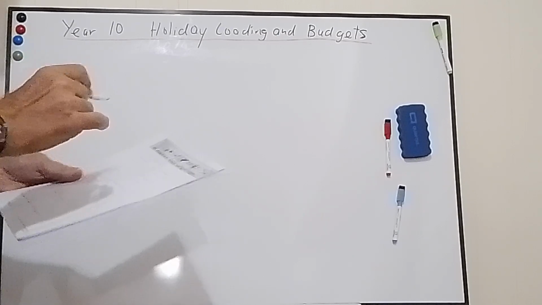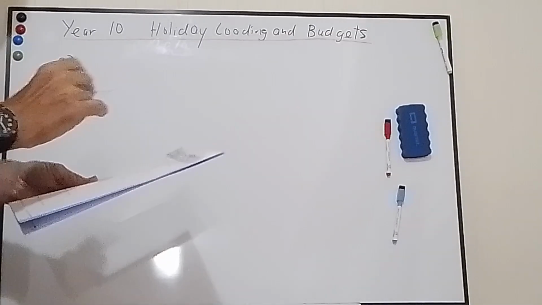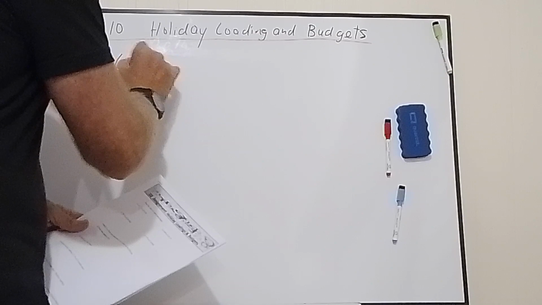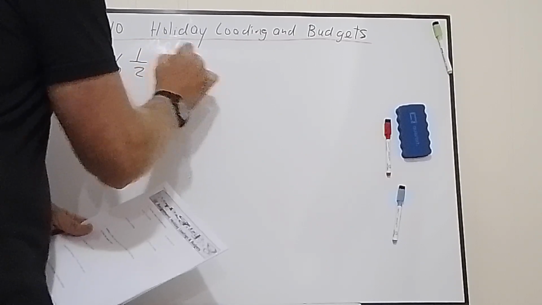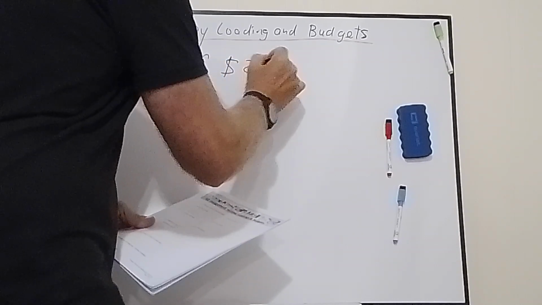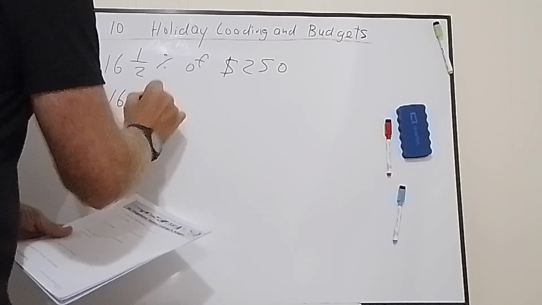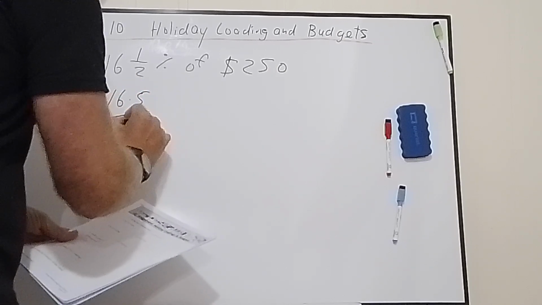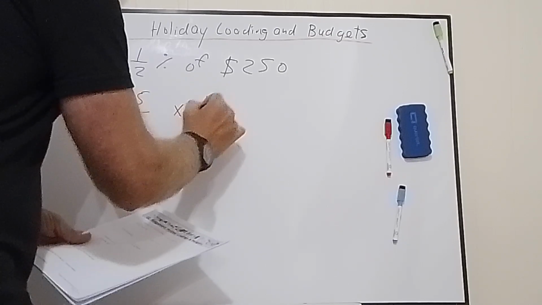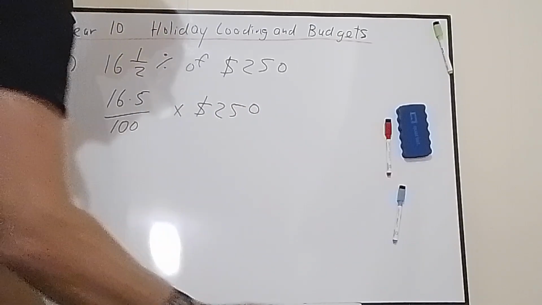Whenever we're looking at percentages, one easy way to go about it is to just divide by 100. So here we've got 16.5% of $250, or 16.5, let's say, divided by 100, and "of" becomes times $250. So just put that into the calculator.